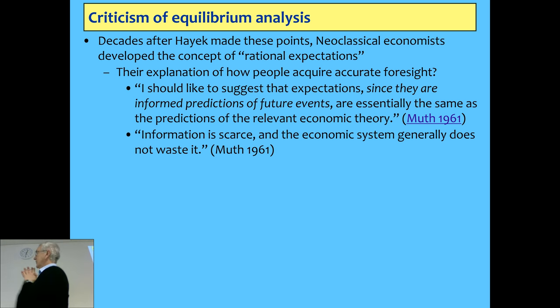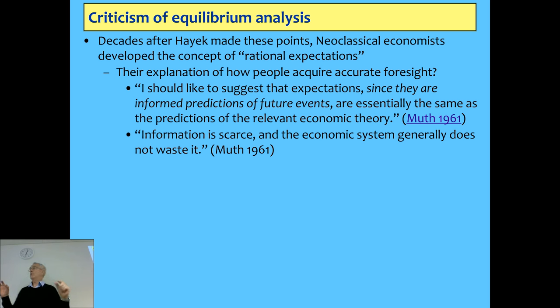And this is an essential line in Muth's logic. Information is scarce, and the economic system generally does not waste it. Okay. What does that imply to you about information? Is it free, or does it cost money? If information is scarce, would it be expensive or free? Expensive, wouldn't it? He assumes it's free. Now, if information is scarce, then according to the neoclassical theory, something which is scarce has a price. And then if it has a price, you're going to buy as much of that until the marginal benefit of the extra information is equal to the marginal cost of acquiring it. So this is an argument for limited information.